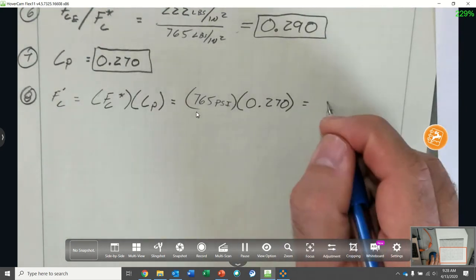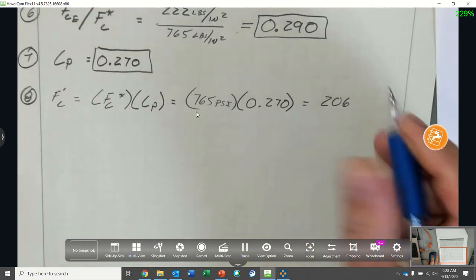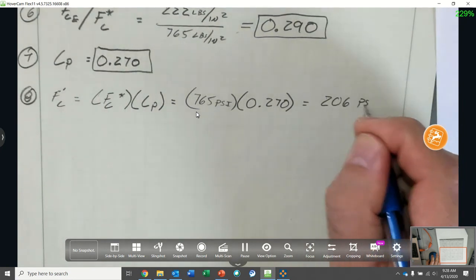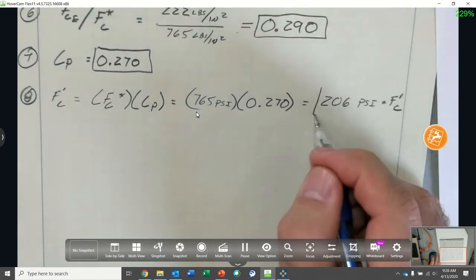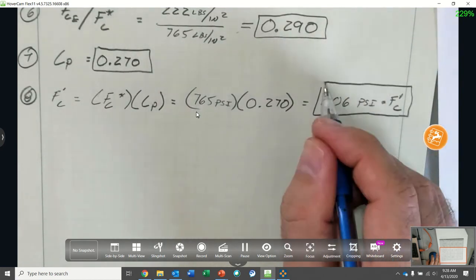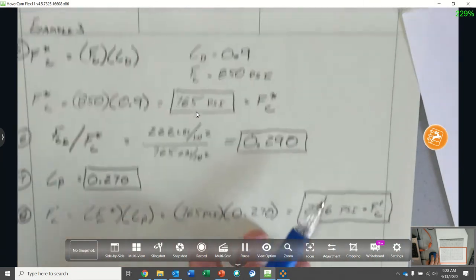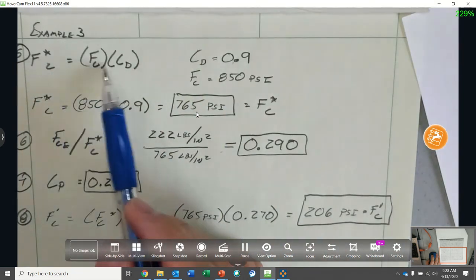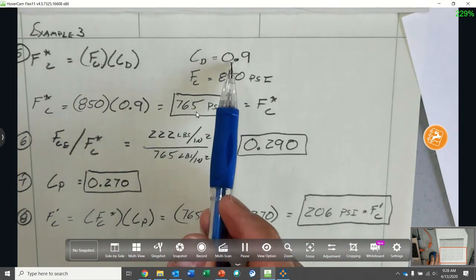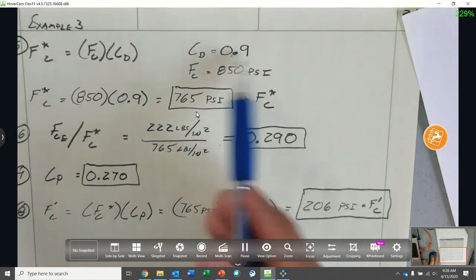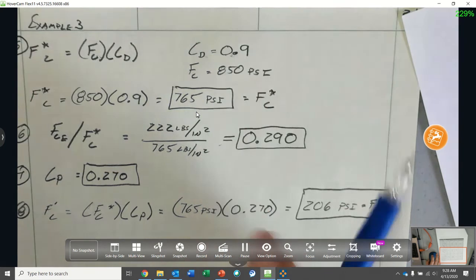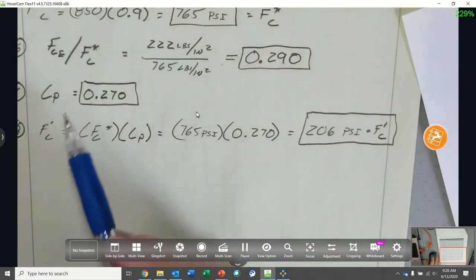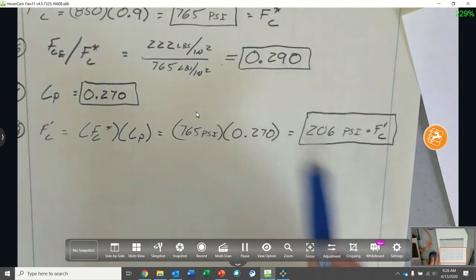So 206.55. I'm going to say 206 psi equals F prime C allowed. That's our adjustable factor. First we adjusted it by load duration. Sometimes we increase it, sometimes we decrease it. Typically you're decreasing because there's a permanent load. Then we're finding that CP value, and then we're reducing it again.